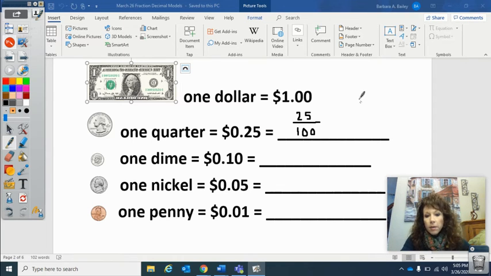Now, we've talked about simplifying fractions, so some of you might notice right off the bat that this fraction is not simplified, meaning there is a factor, a number that can be divided into 25, and a number that can be divided into 100, so they have a common factor. Therefore, we can simplify this fraction.